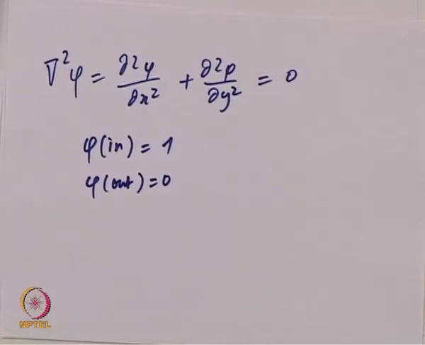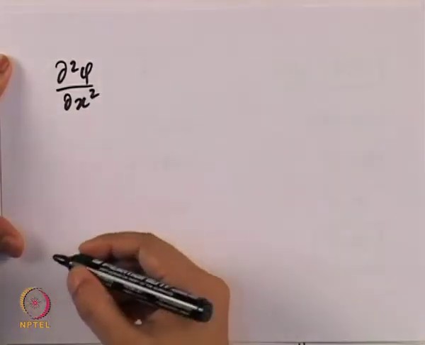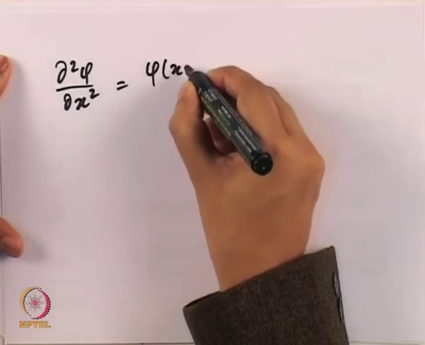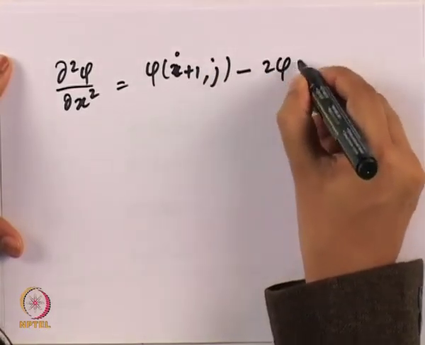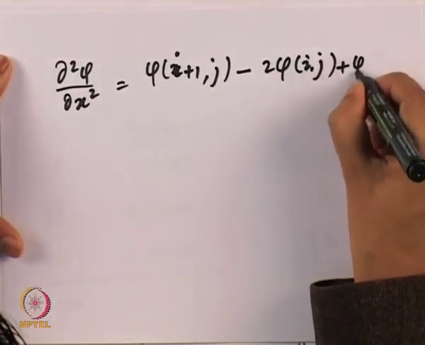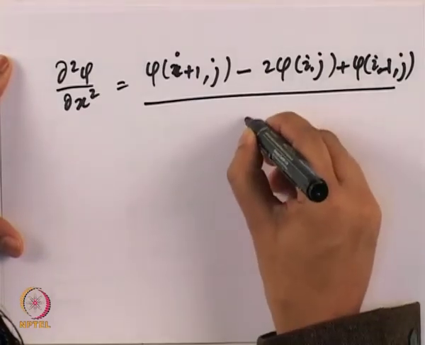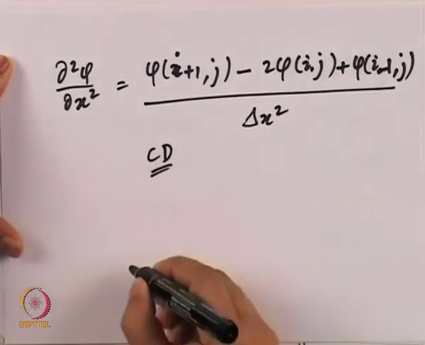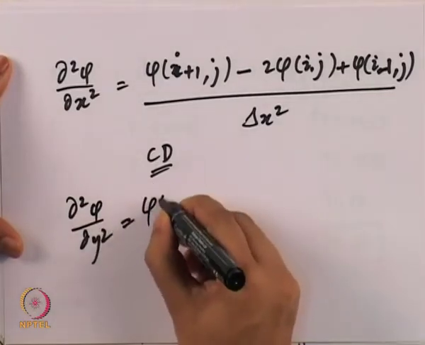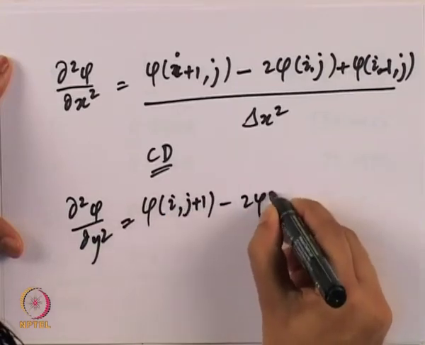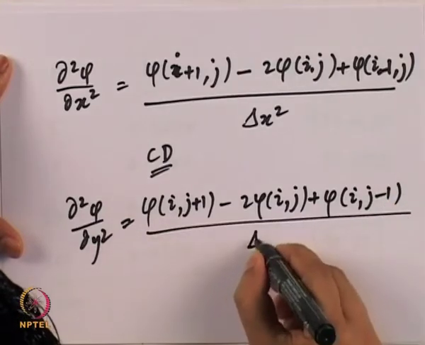So the central differencing method is going to approximate the value of, for example, this particular term. We will have phi of i plus 1 comma j minus 2 phi of i comma j plus phi of i minus 1 comma j divided by del x square. So this is the central differencing scheme which we are using, and similarly for the other one we will do the same, but for the y term it will be phi of i comma j plus 1 minus 2 phi of i comma j plus phi of i comma j minus 1 divided by delta y square.